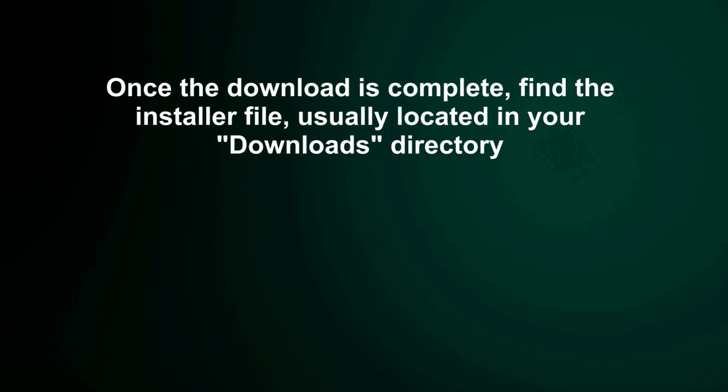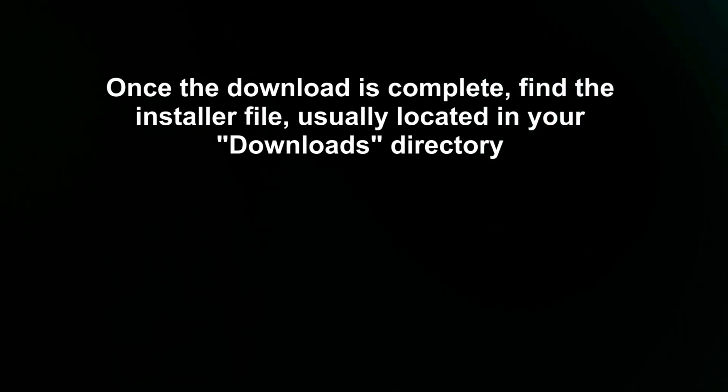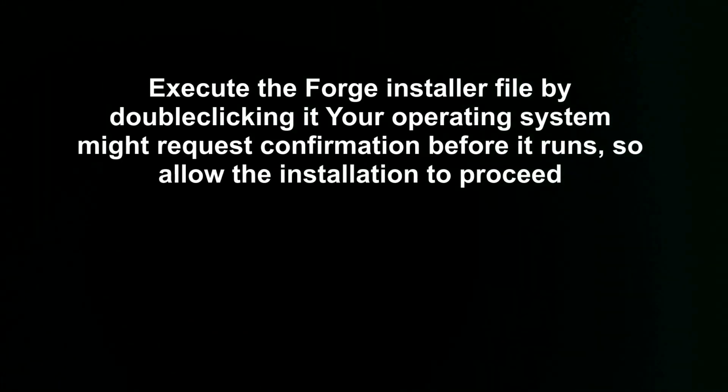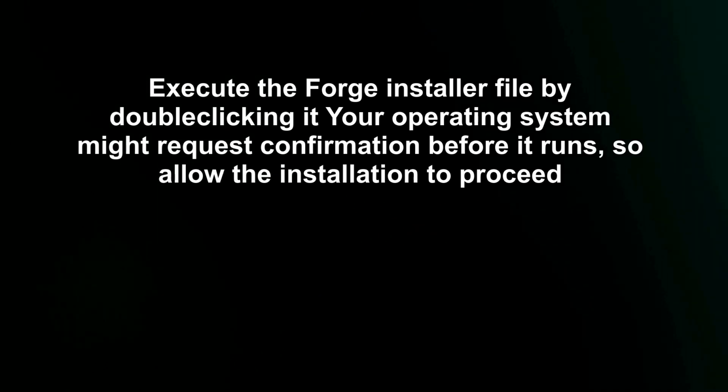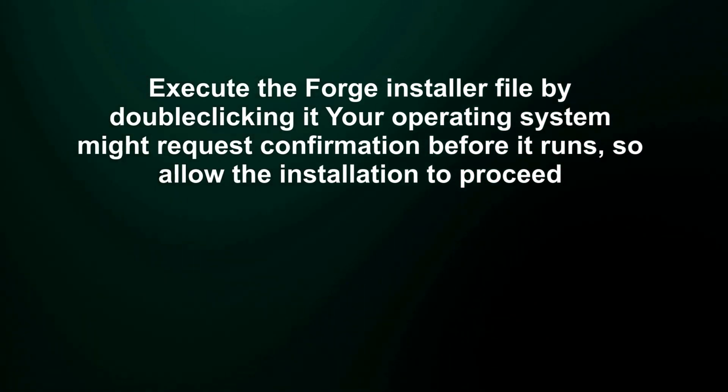Once the download is complete, find the installer file, usually located in your downloads directory. Execute the Forge installer file by double-clicking it. Your operating system might request confirmation before it runs, so allow the installation to proceed.